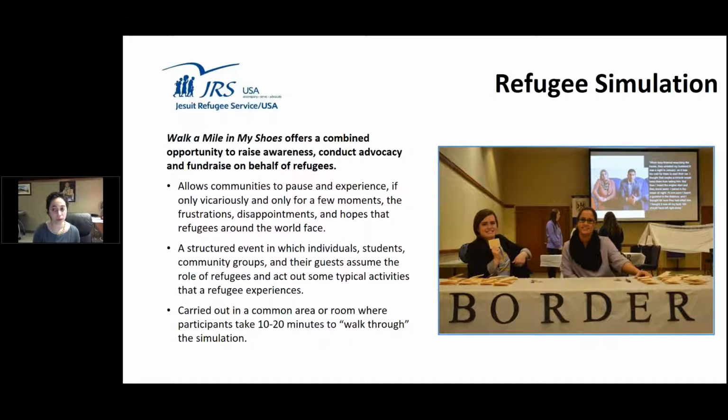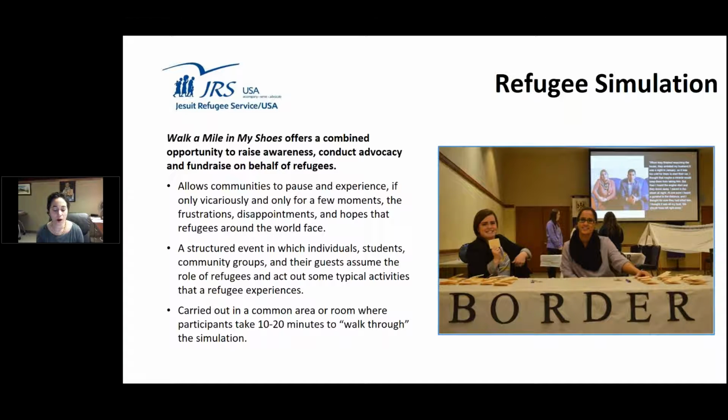To complete the entire simulation. We hosted one here in our office over the summer for a group of high school students, and it actually lasted a couple of hours because the students really took their time at each station, and a robust conversation transpired at each station, and then they did a bit of a reflection afterwards.